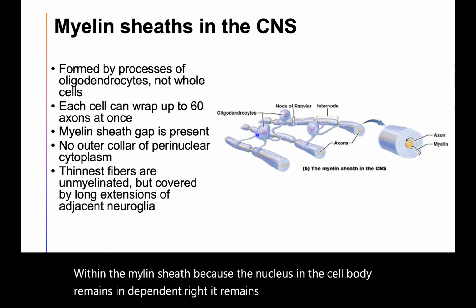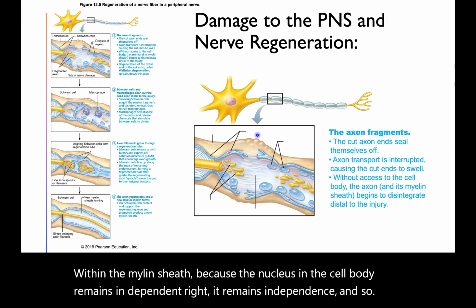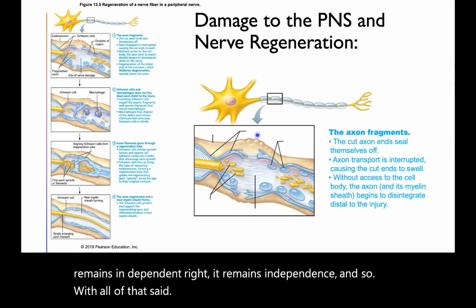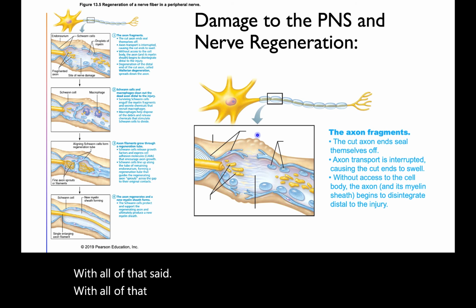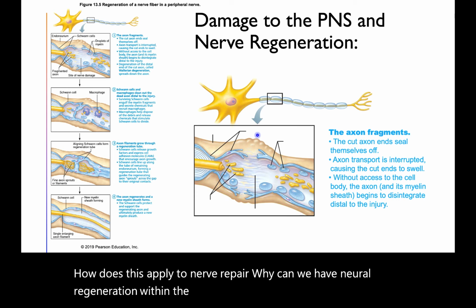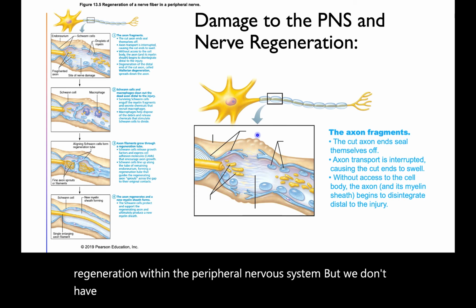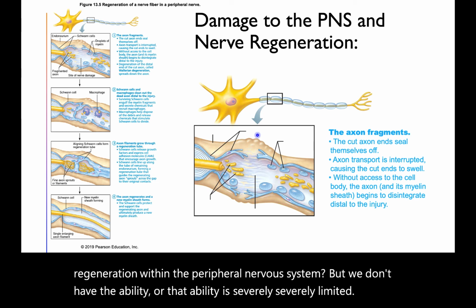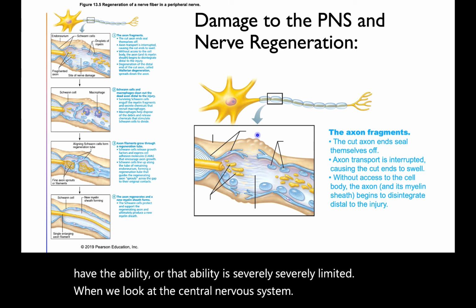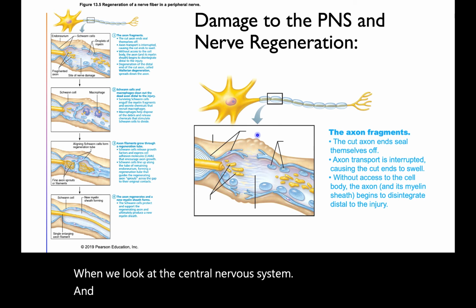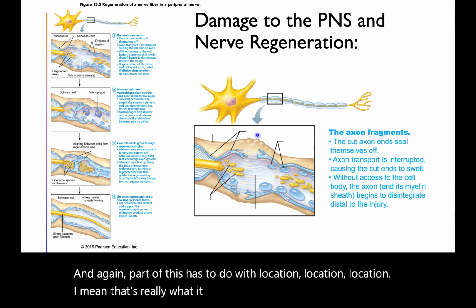And so, with all of that said, how does this apply to nerve repair? Why can we have neural regeneration within the peripheral nervous system, but we don't have the ability, or that ability is severely, severely limited when we look at the central nervous system? Again, part of this has to do with location, location, location. I mean, that's really what it comes down to.